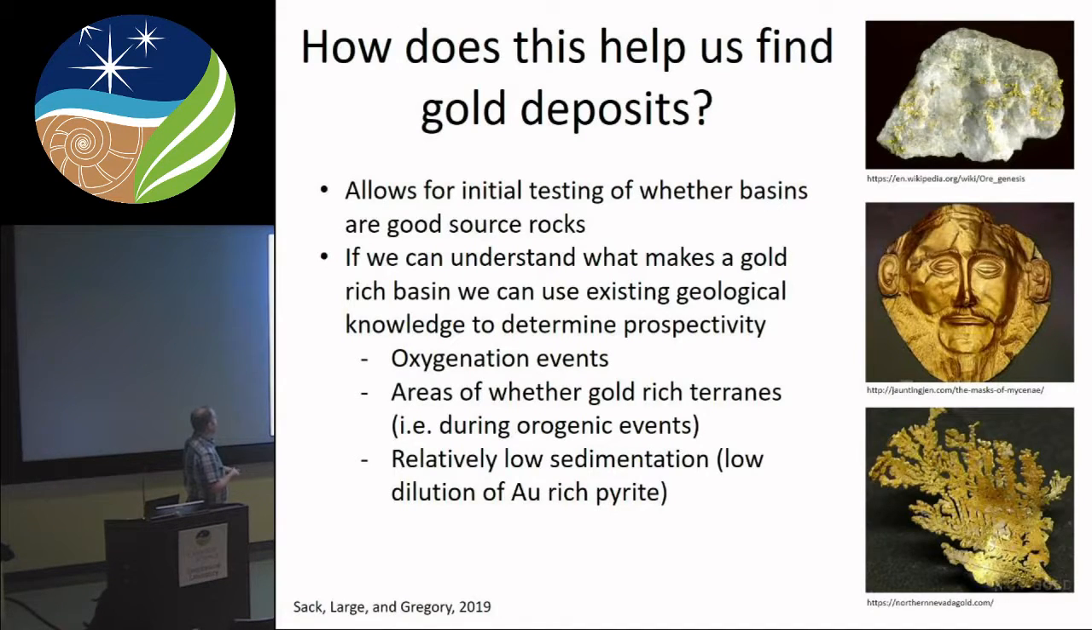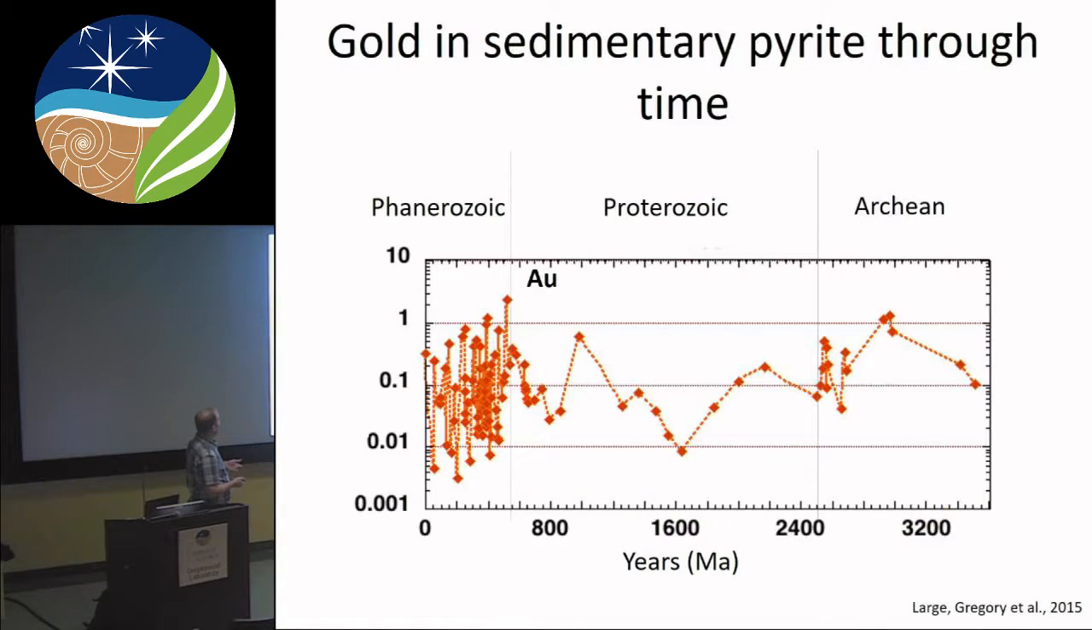So this can help us find gold deposits because it would allow us to test basins as potential source rocks, in a way analogous to oil and gas explorers, who will always go and look at the potential source rocks in the basin before they spend time or money doing seismic and drilling. And we can also look at what's happened globally with the ocean chemistry and whether it's likely that those pyrites would be high in gold.